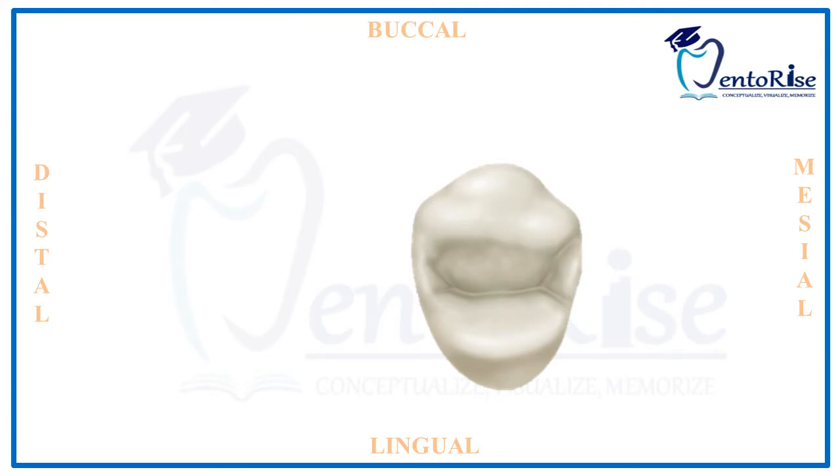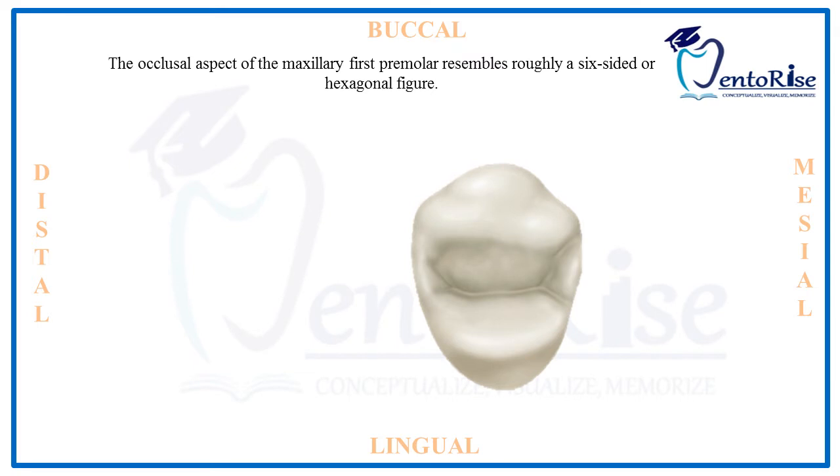The first heading under the occlusal aspect of a permanent maxillary first premolar is the overall shape of the crown from this aspect. Therefore, this shape is roughly a six-sided or a hexagonal figure. Please observe the figure on the screen very carefully.